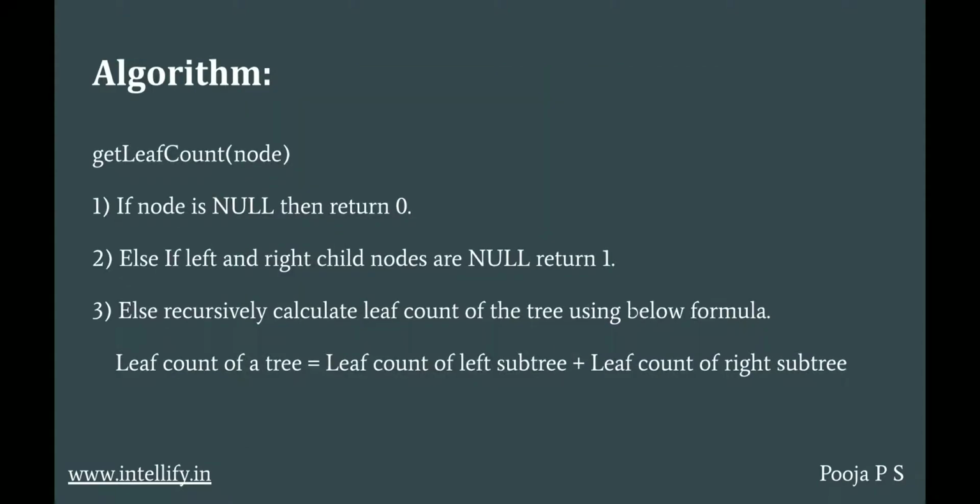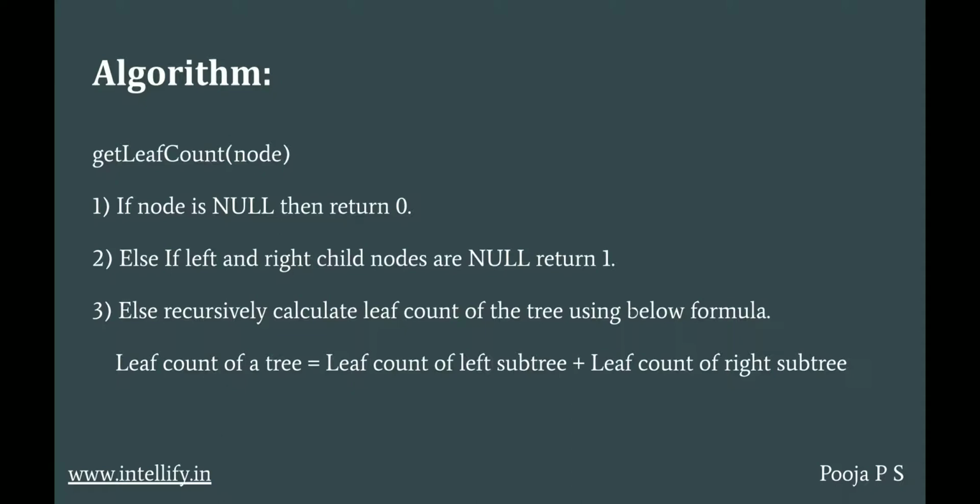In order to count the number of leaf nodes, we are following this algorithm, that is, get leaf count of the node. Here the first step is we are checking if the node is null. If it is null, we are returning 0. Else, if it is not null, we are checking another condition, that is, if the left and right child nodes are null. If they are null, then we are returning 1.